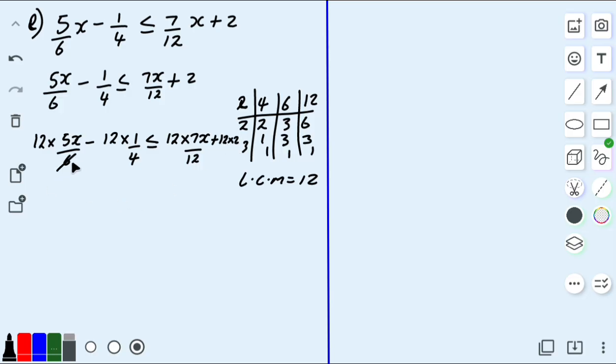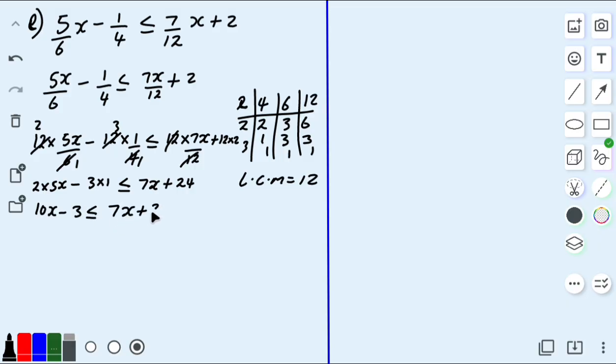So 6 here is 1, 6 here is 2. So we have 2 times 5x minus 4 here is 1, 4 here is 3, 3 times 1, less than or equals to 12 here is 1, 12 here is 1. We have 7x plus 2 times 12. That will give us 24. So we have 10x minus 3 less than or equals to 7x plus 24.